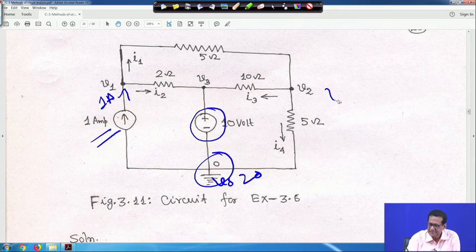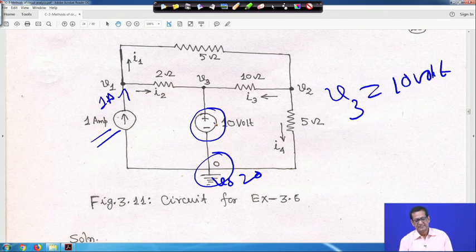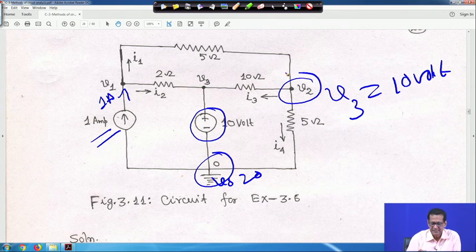So, basically directly V3 is equal to 10 volt, right. So, V3 is given, I mean V3 you can directly write as 10 volts. Another is V2, right, and these are the currents: I2, I1, I3 and I4, right.